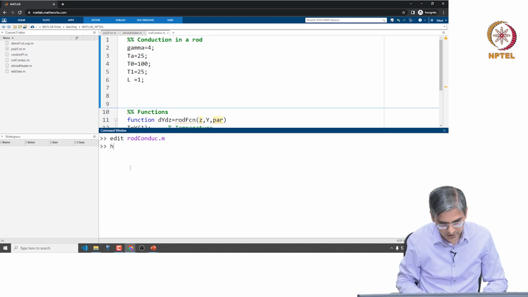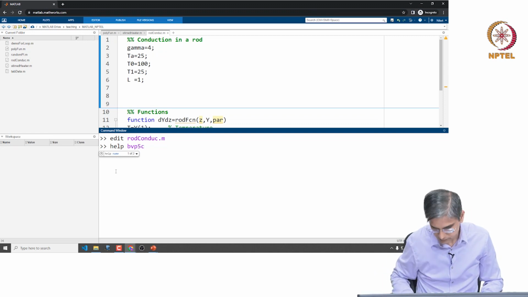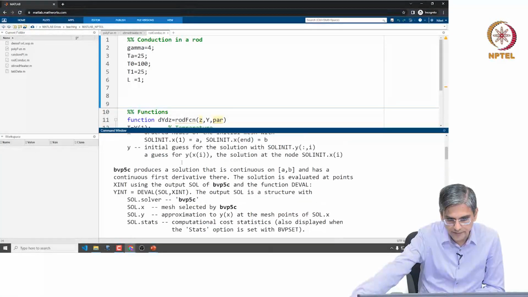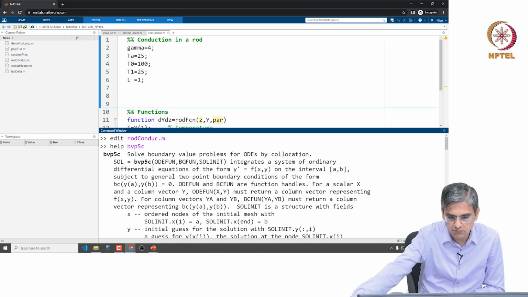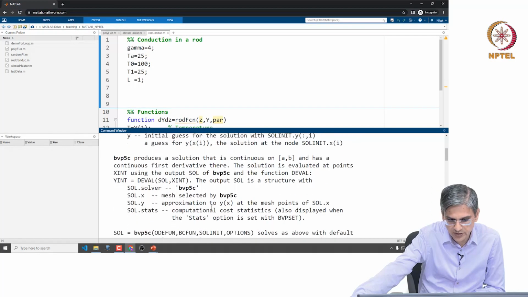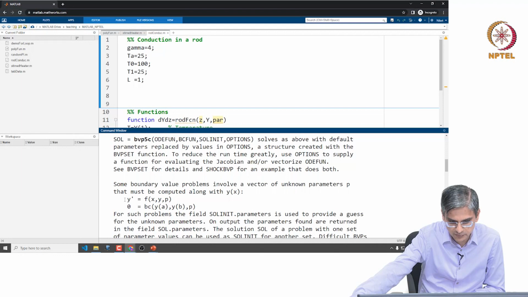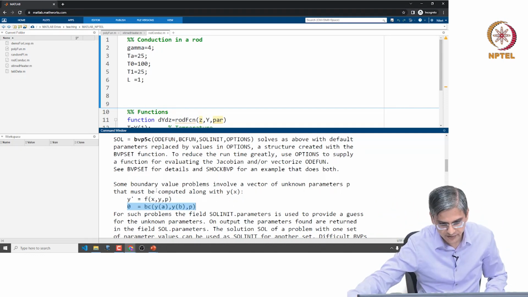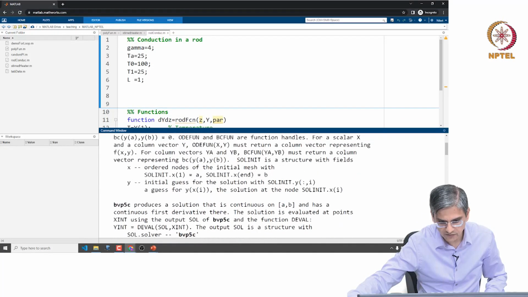Now let us look at help BVP5C. BVP5C takes the ODE function, the boundary condition function, and the initial solution. That is what we basically need. So we have dY by dz equal to f of x comma y comma param, and 0 equal to the boundary conditions at point A and point B. So we need a boundary condition function also.